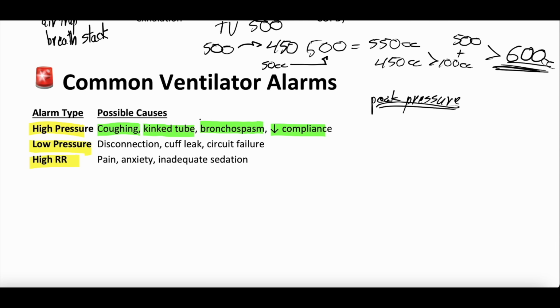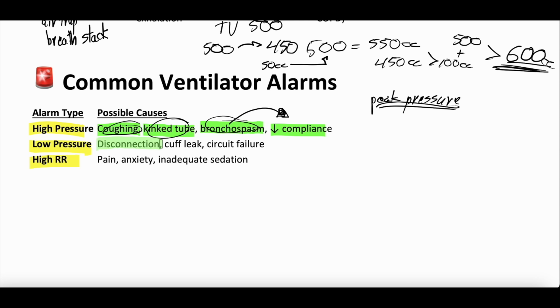But the easily reversible things are, is the tube kinked or is it clogged? Do they have bronchospasm? Is there ventilator desynchrony going on? And if that's not the case, you get worried about some inherent lung pathology leading to decreased lung compliance. Low pressure alarms are hopefully easier to deal with because this is almost always a manifestation of something wrong with the circuit. Okay, so run your circuit.